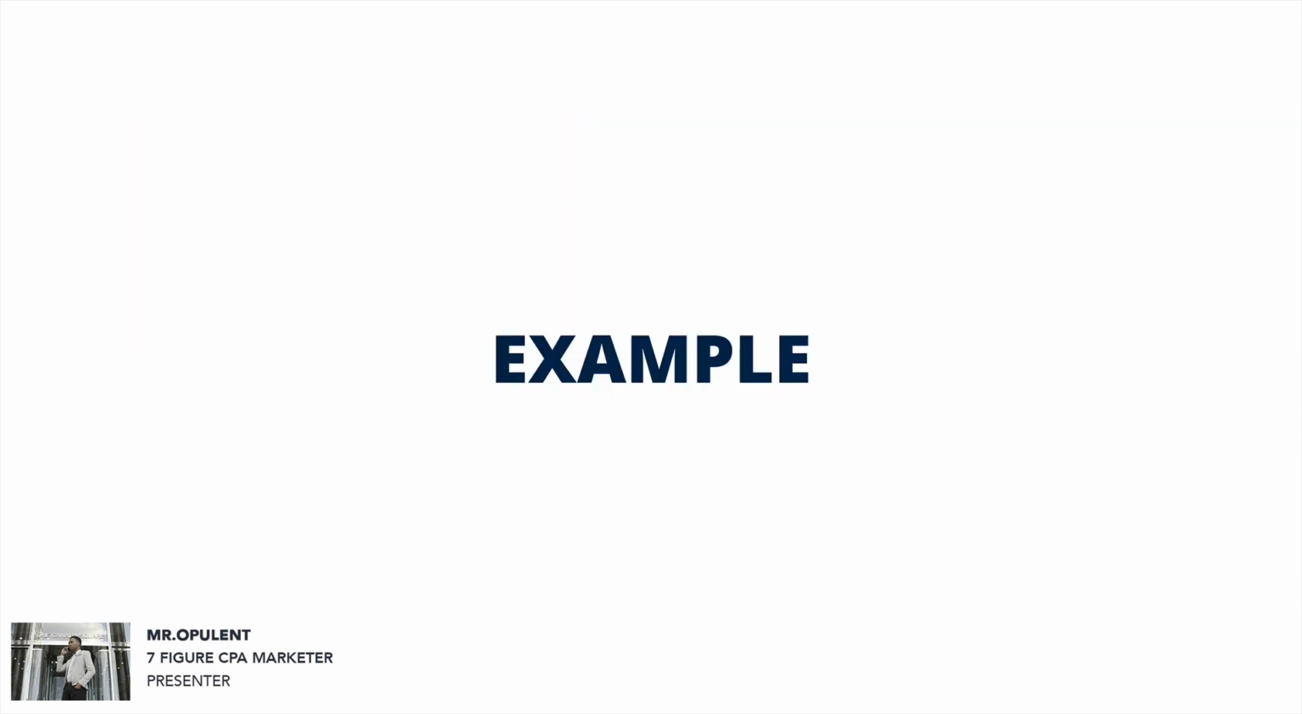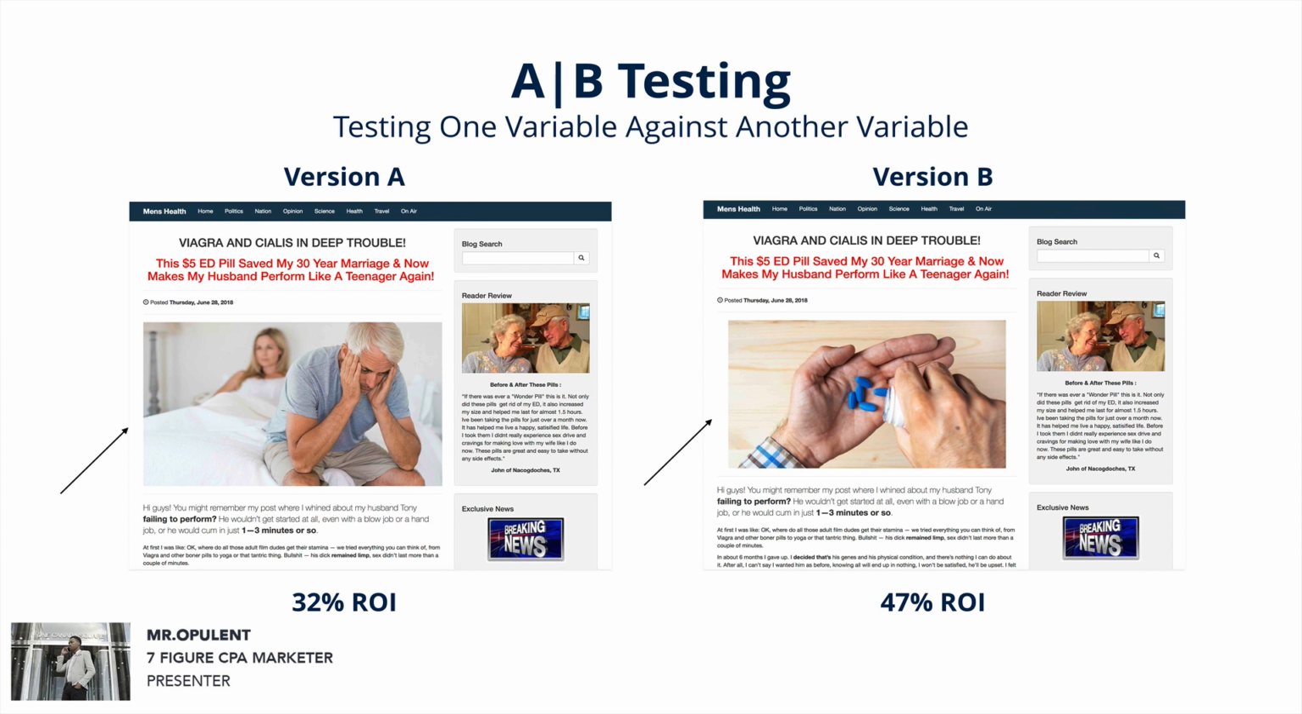As an example, with A/B testing, we might be testing one image on the left versus another image on the right. This one is a man looking down, looking depressed with his wife in the background. Another one has an image of pills. You might find that the marketplace resonates with the first one very well, but version B might be even better. You might have a campaign that goes from a 32% ROI to a 47% ROI literally by just testing the image and seeing what images work well for the landing page.